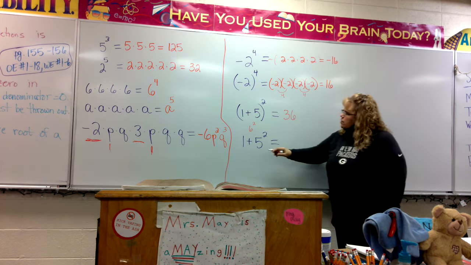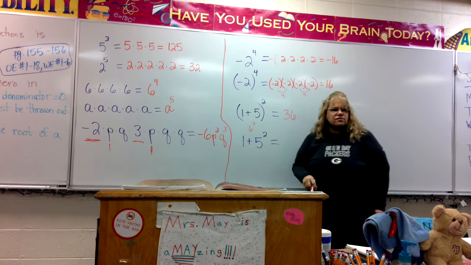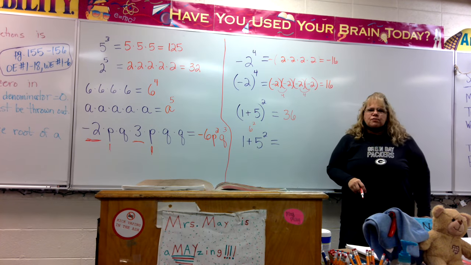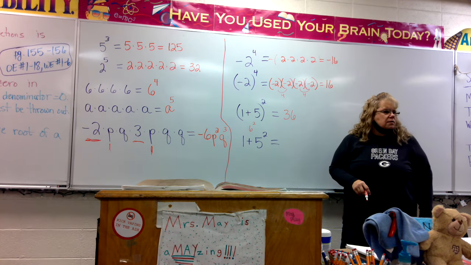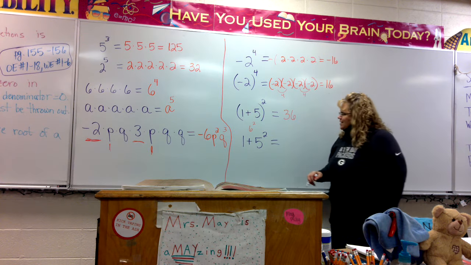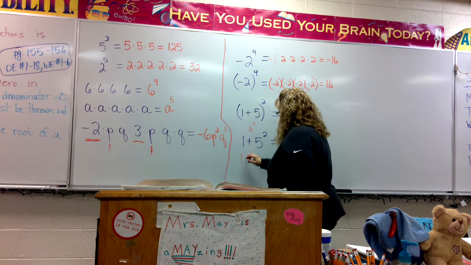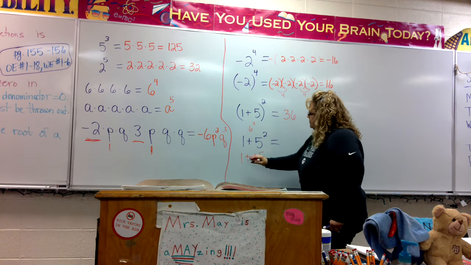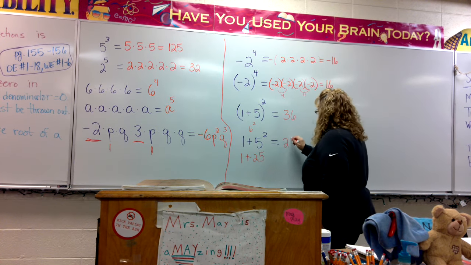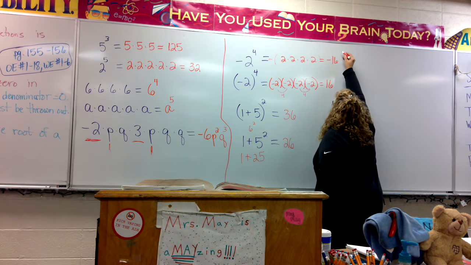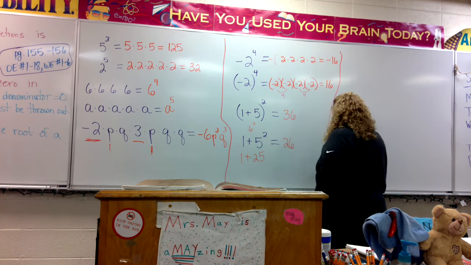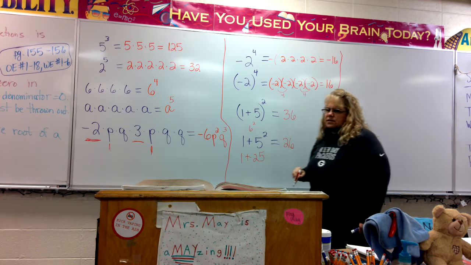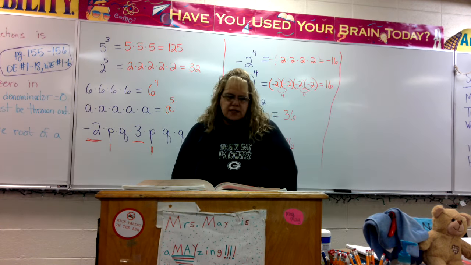But down here, there are no parentheses. You don't do parentheses first. After parentheses come exponents. 5 to the second is 25. 25 plus 1. So it kind of makes a difference whether or not you have parentheses.